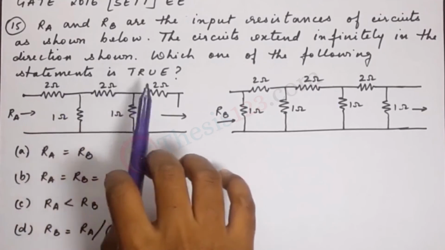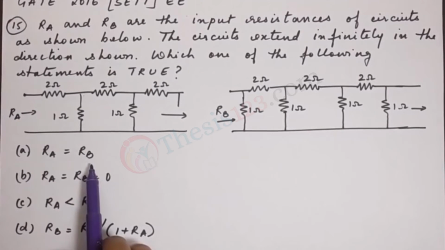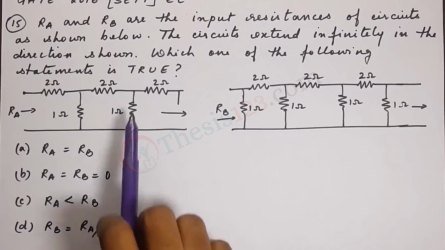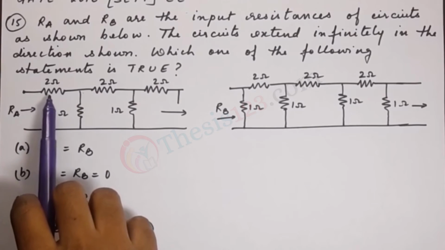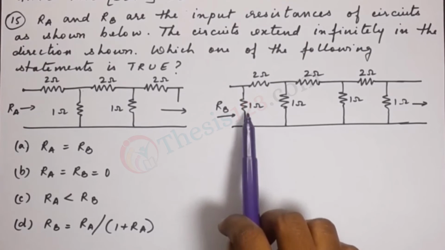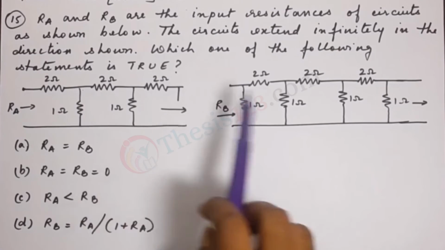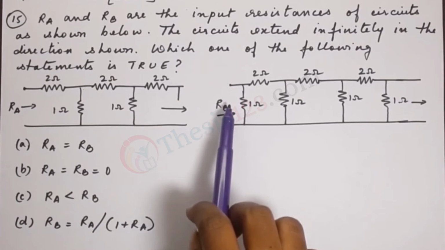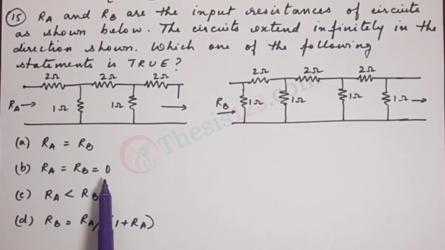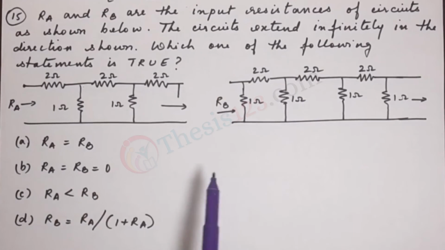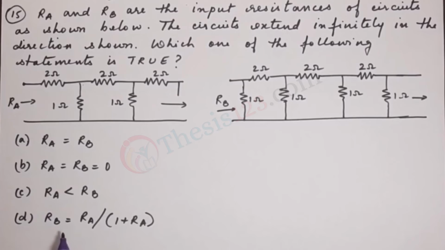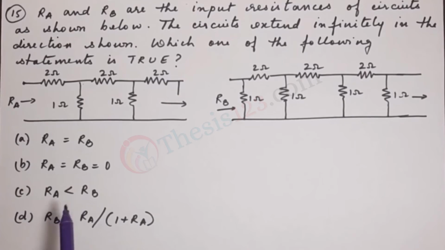Which one of the following statements is true? RA equals RB. Now let's analyze both of them. We clearly see that there is a difference, right? Here the circuit starts off with a 2 ohm resistor on top, but here it starts off with a 1 ohm resistor between the 2 points. So they are not equal. RA cannot be equal to RB because it has an extra resistance at the start over here. Now they definitely cannot be equal to 0 because they do have values, since they extend on to infinity. So that leaves us with option C and option D. It is one of these two.